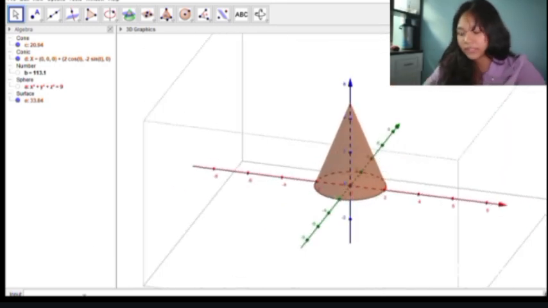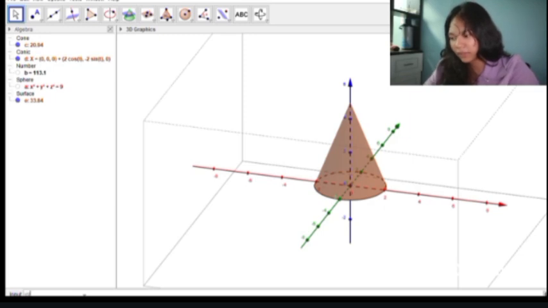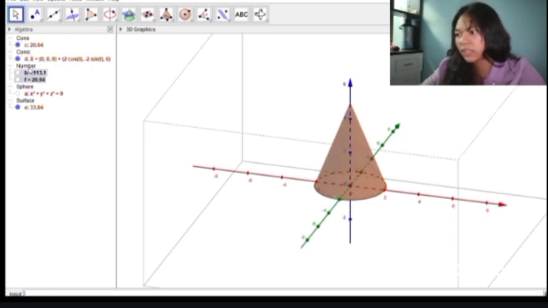And again, with a similar process, we can write volume and then input the name of our cone, which is C, and enter. So 20.92 would be the volume.